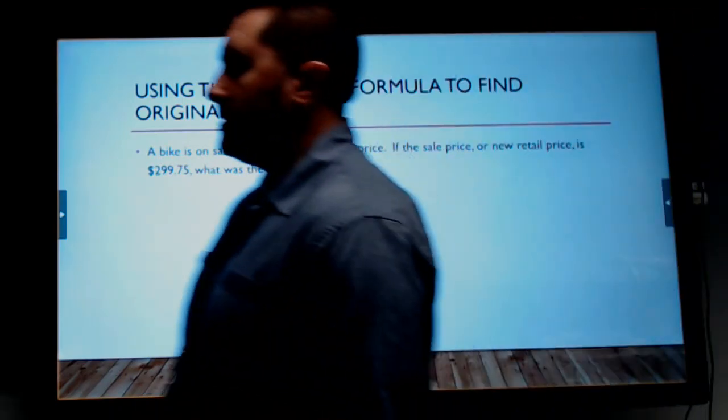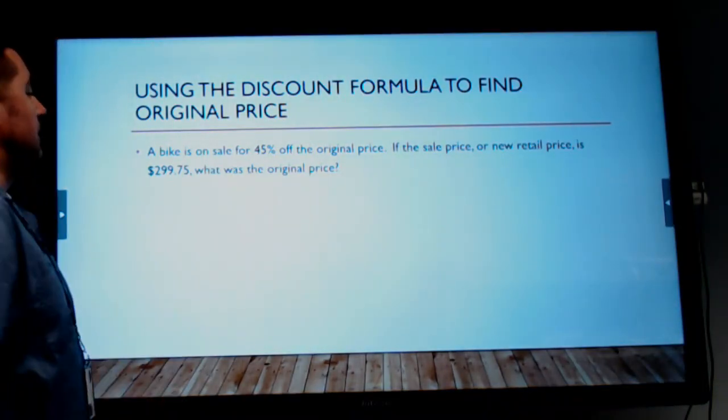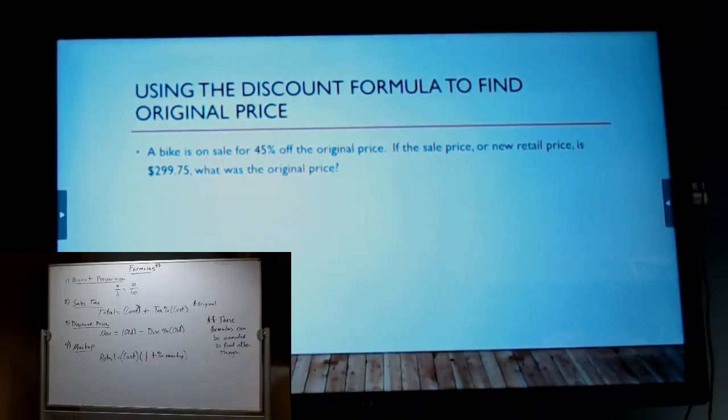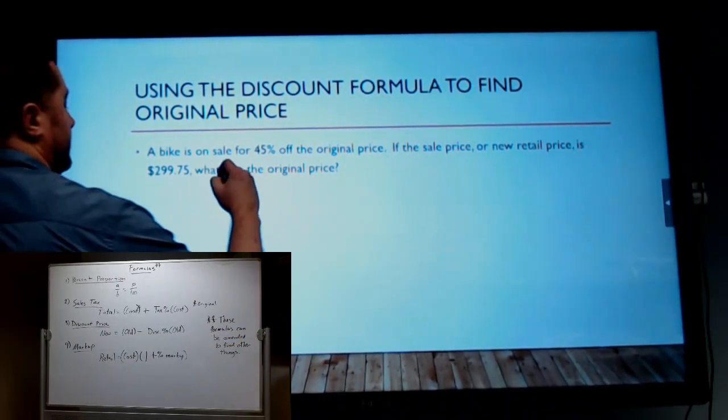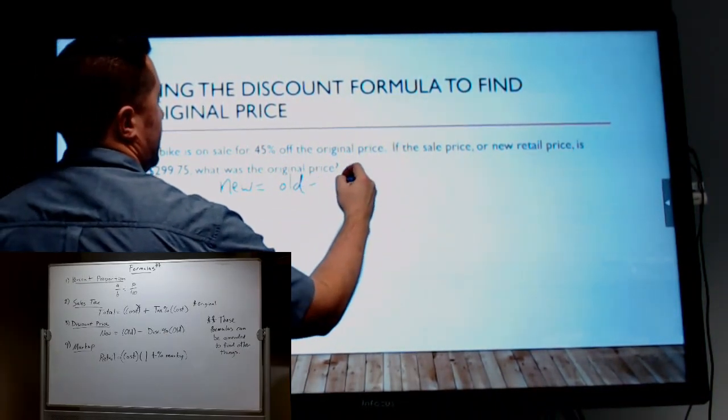All right. Okay, so another original price problem. A bike is on sale for 45% off the original price. If the sale price or new retail price is $299.75, what was the original price? All right. So again, we need to use our formula. New is equal to old minus the percent of old. New price, old price, minus the percent.